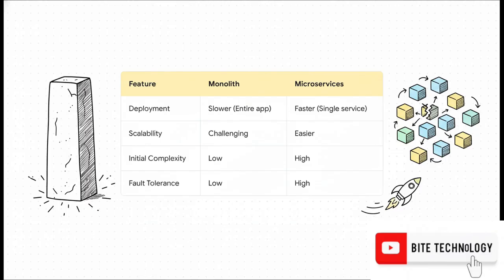Microservices, on the other hand, are way more complex up front. I mean, you're suddenly managing this whole distributed system, you're worrying about networks, but the payoff is huge. Amazing flexibility, much easier scaling, and incredible fault tolerance. Like we said, if one piece breaks, the rest of the app just keeps on chugging.